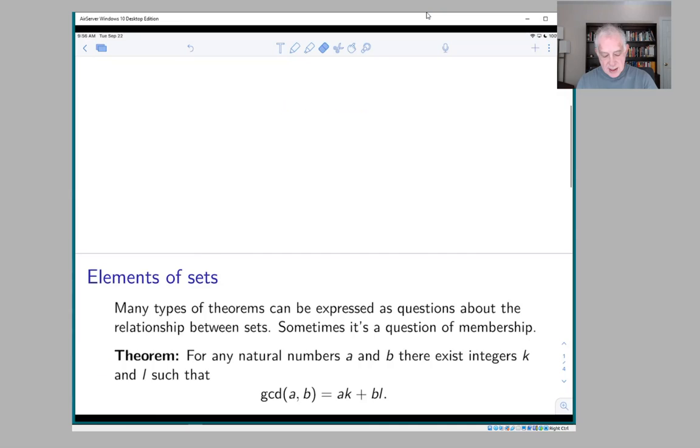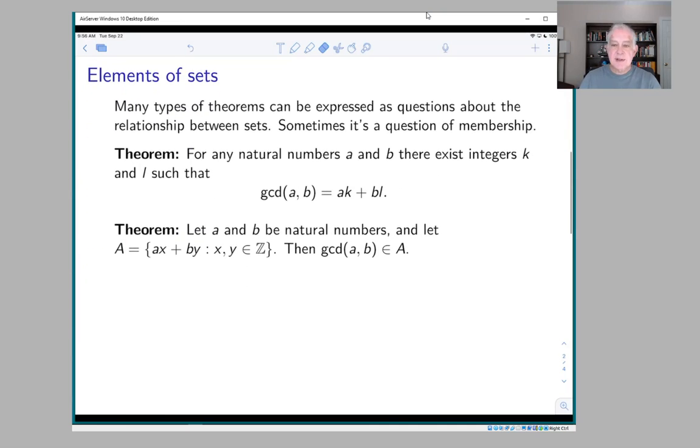So let's start at the very beginning with some of the simplest questions about membership in sets. A lot of times theorems can be expressed as questions about the relationship between sets, and sometimes really just a statement about whether one thing belongs to another set. And actually the theorem that we spent so much time on in chapter 7, Euclid's algorithm, is exactly of this form.